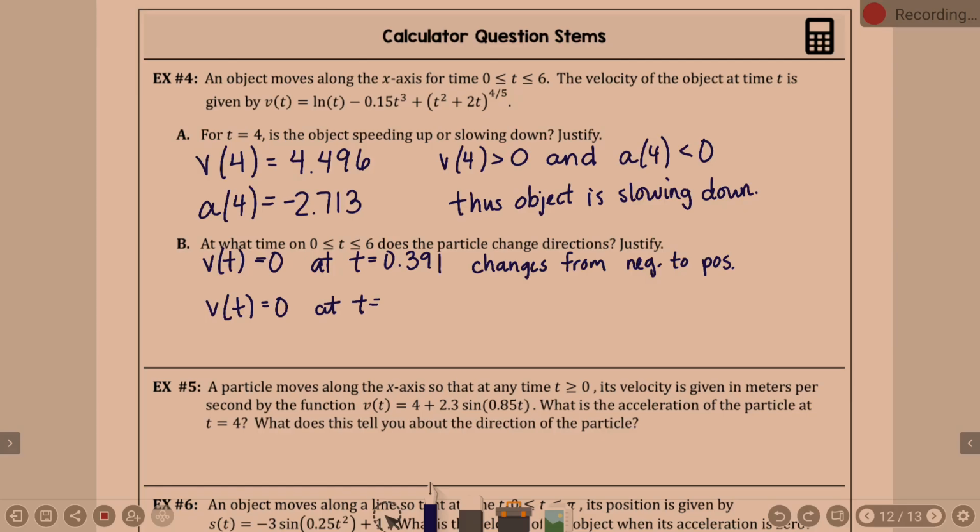Velocity also equals 0 at the next one. Did you guys find it yet? 5.007. Okay, I have 5.007 written on mine, so yeah. And this is because velocity changes from positive to negative. Now, could you list the 2 times and say because velocity changes from positive to negative or negative to positive? You could possibly do that. Okay?